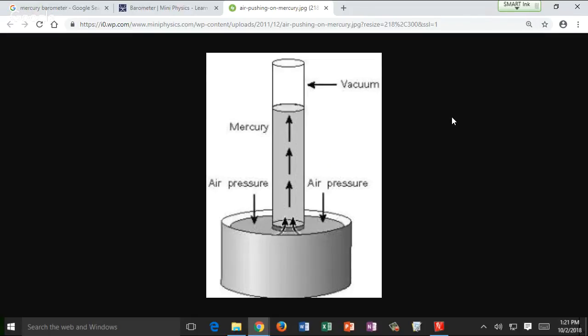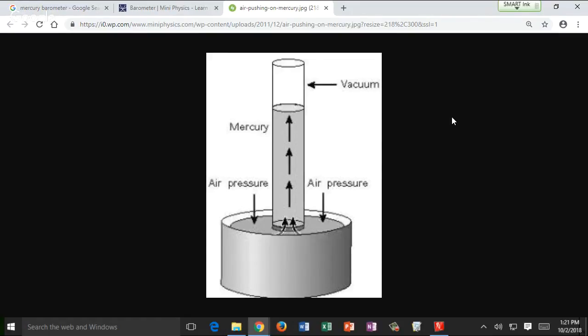So if you take a look at this diagram, you've got a bowl filled with mercury. Don't do this, by the way, because mercury is super poisonous. But back in the old days, they did this because they didn't know. Then they all died. So anyway, the air pressure pushes down on the mercury.